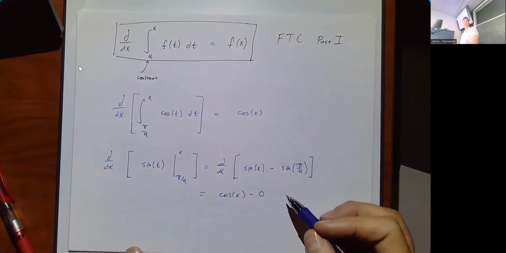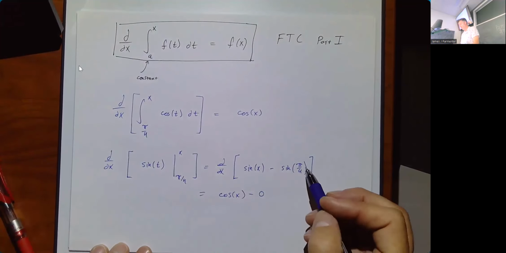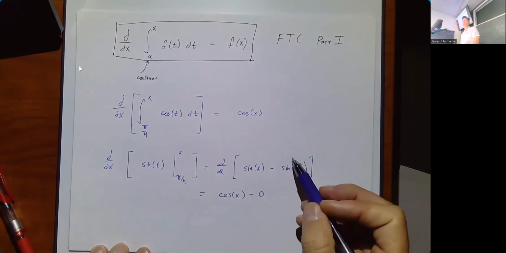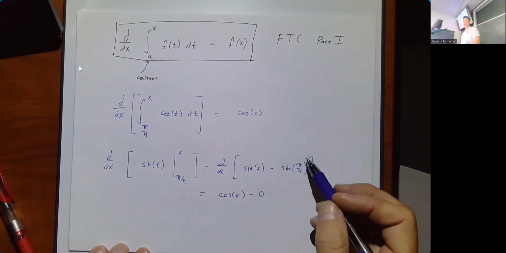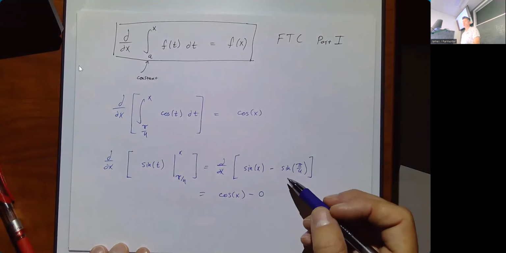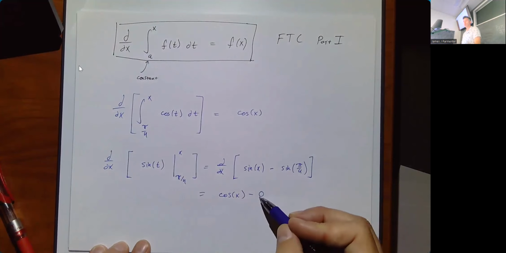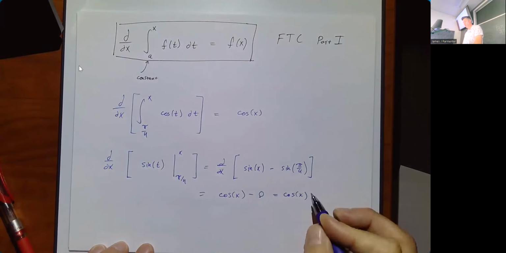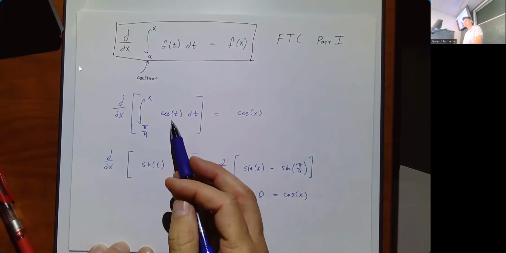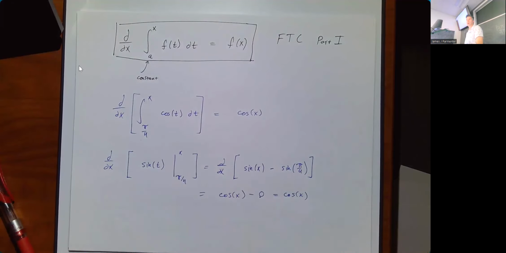Another way to say this to yourself, if you don't like what I've just said, is, are there any x's in sine of pi over 4? No, there's no variables there. And the derivative of something that doesn't have any variables is the derivative of a constant. And the derivative of a constant has to be 0. So look, we ended up exactly where we thought we should, that the derivative of the integral of cosine of t from pi over 4 to x is, of course, cosine of x.